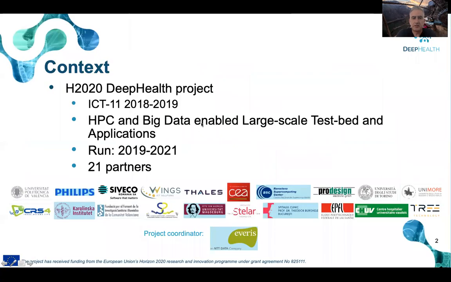Next slide. So this is the context of our project, the DEEP-HEALTH project. It's an H2020 project from ICT 11 and is running from, we are in the second year, so it started in 2019 and will finish at the end of next year. The project targets HPC and big data enabled large-scale testbeds and applications. We have 21 partners, and you can see the logos of each partner there.